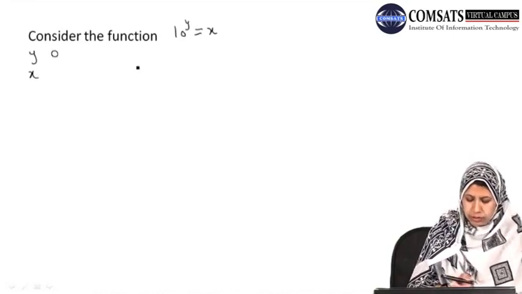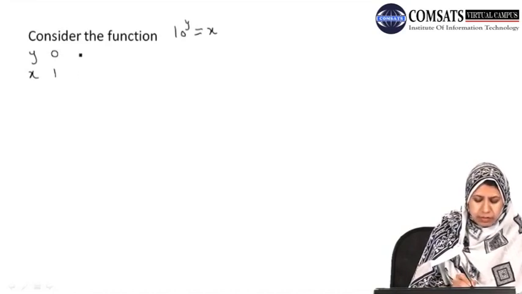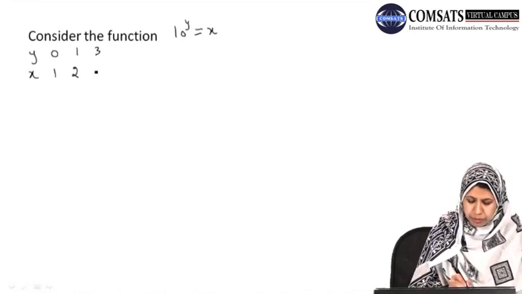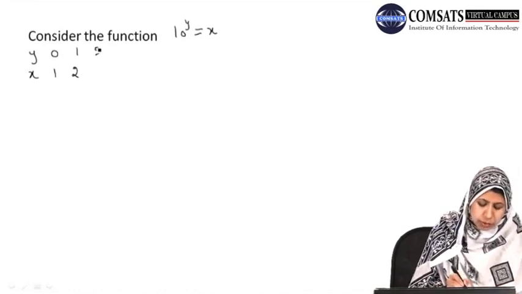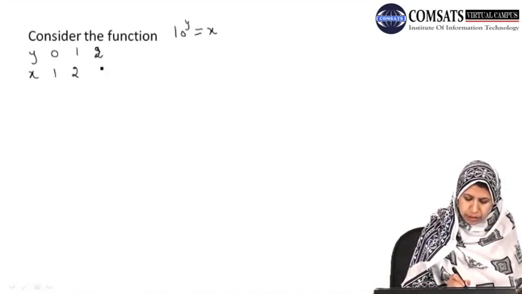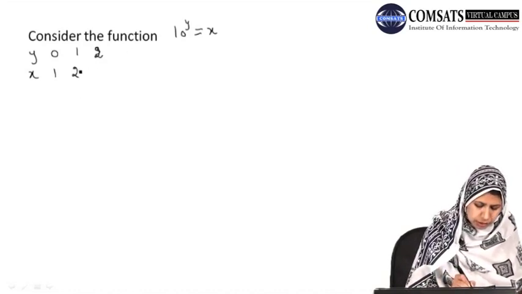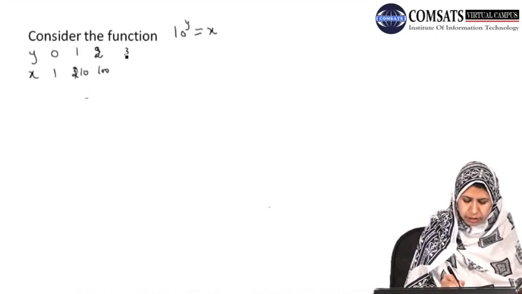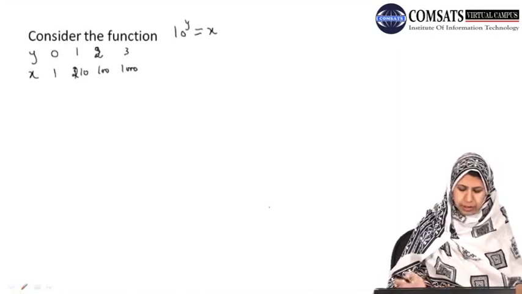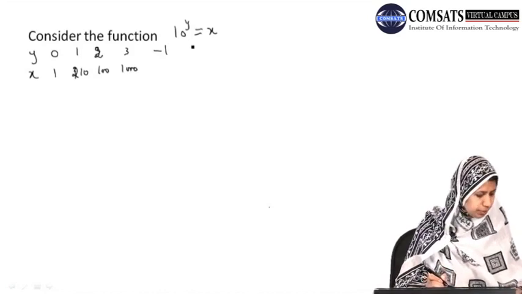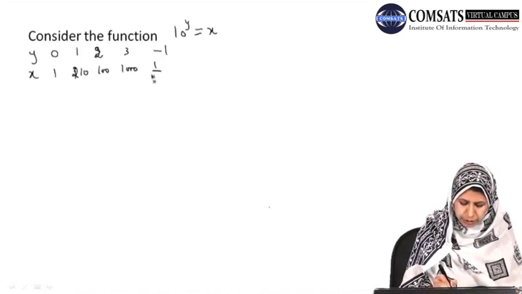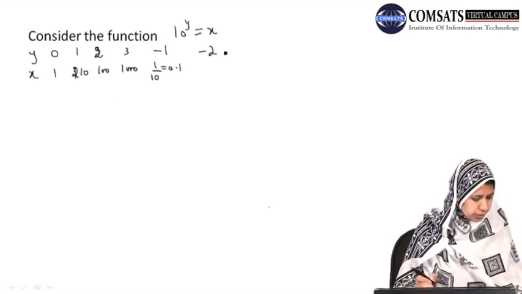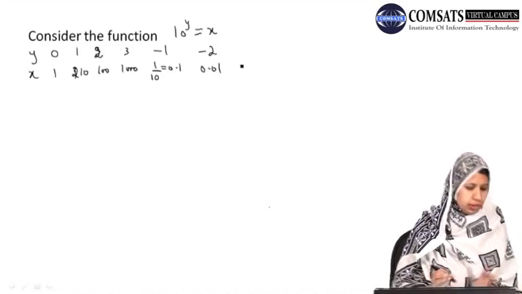When y is 0, we obtain x is 1. When y is 1, we obtain 10, that is 10 to the power 1. 10 squared is 100. 10 cubed is 1000. And now some negative values. When y is minus 1, we obtain 1 by 10, which is 0.1. When y is minus 2, we obtain 0.01, and so on.